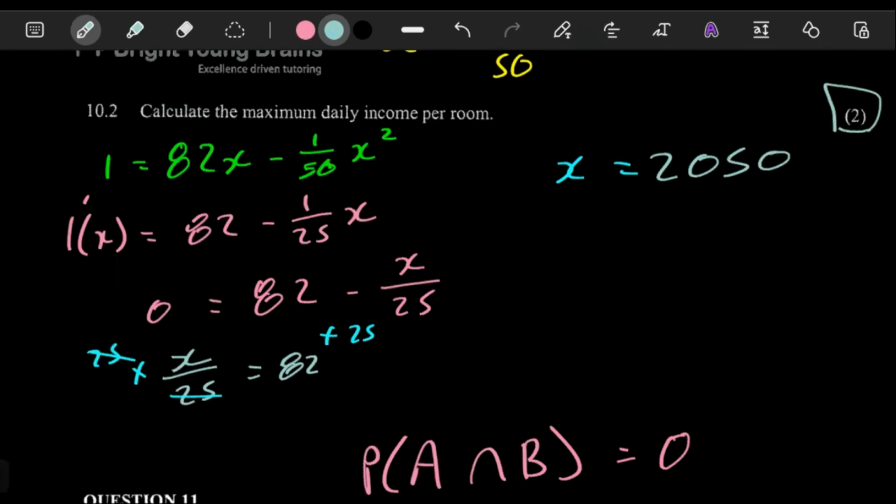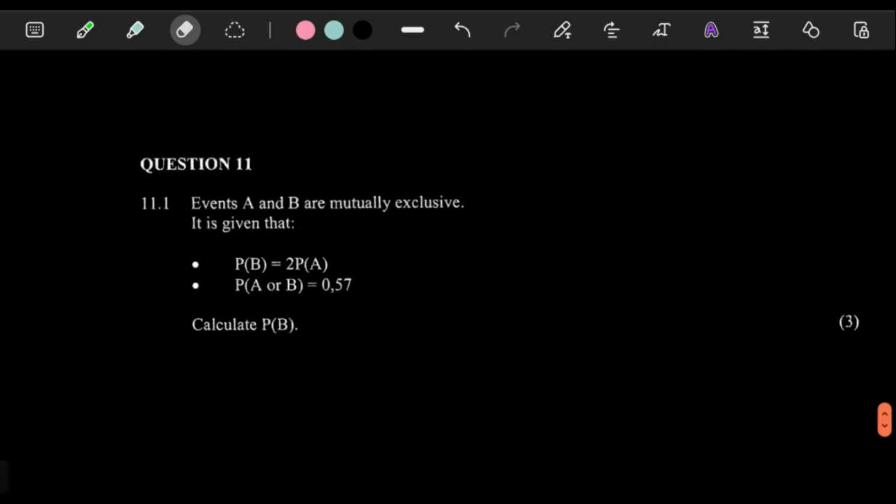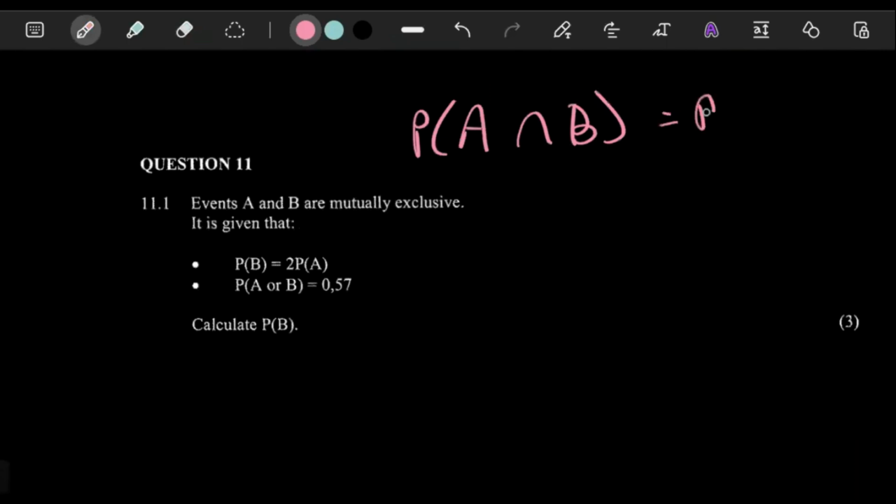These are just 2-mark questions, so compared to the previous one, this is not so bad. But let's move on to question number 11. Question number 11 says, events A and B are mutually exclusive. Before we carry on, as long as events are mutually exclusive, it means the probability of A and B is equal to 0.